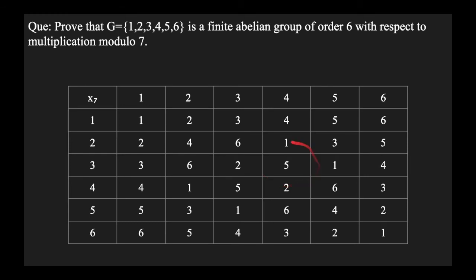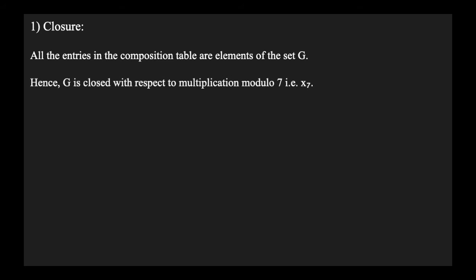Consider here, you can check all the entries are from 1 to 6, that means all the entries are from the given set 1 to 6. So closure is obviously there. Closure: all the entries in the composition table are elements of the set G. Hence G is closed with respect to multiplication modulo 7, that is ×7.